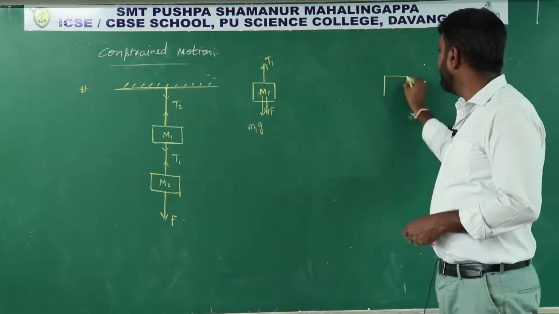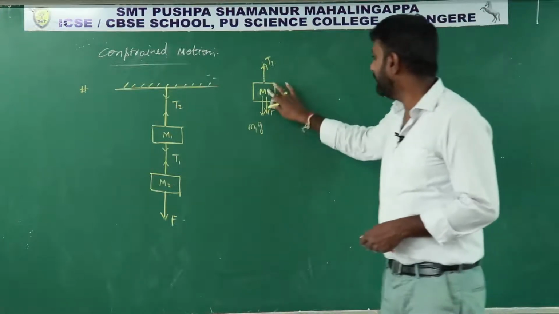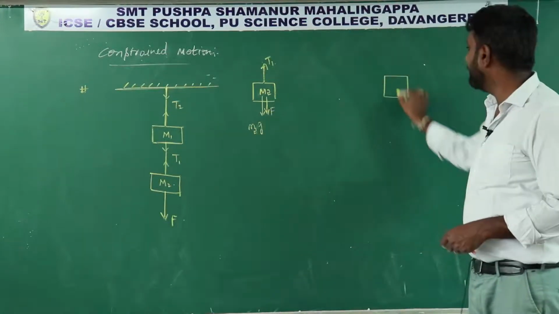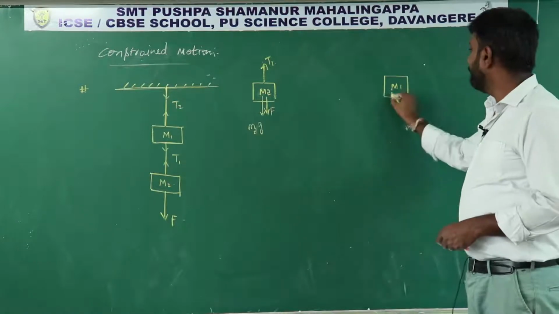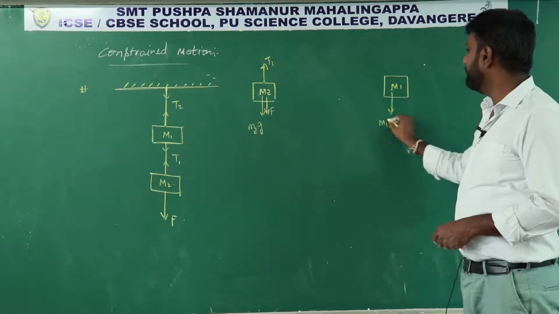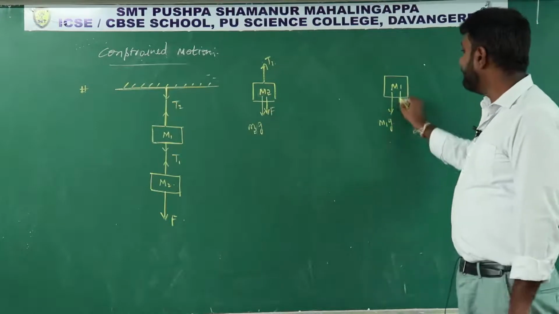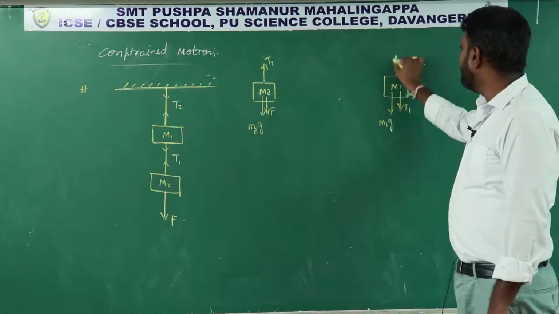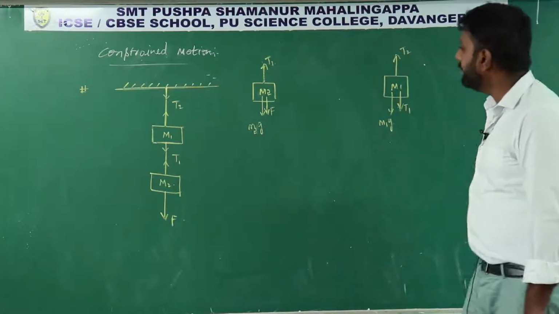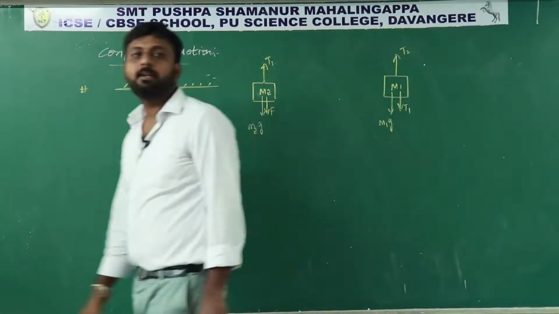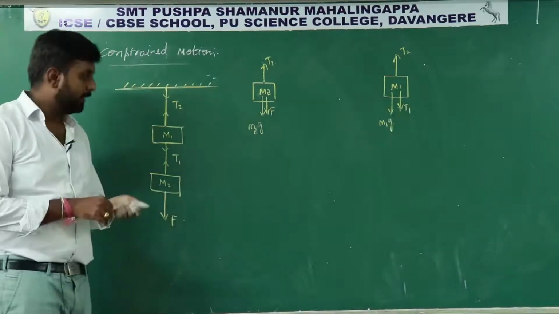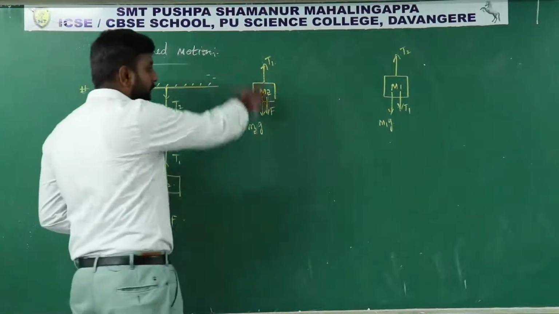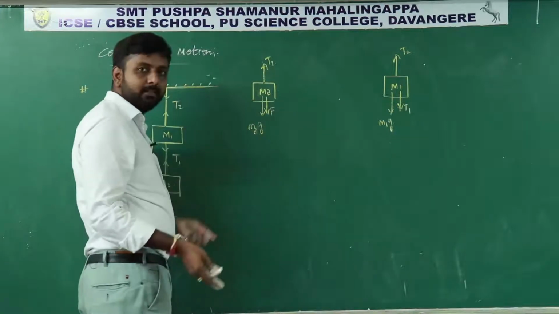Similarly, free body diagram for block, this is block m2, right? This is weight m2g. Similarly, the free body diagram for mass m1. m1 weight is acting downward, m1g, and tension force is also acting downward, T1. In upward direction, tension force, that is T2. Like this we have to identify the various forces acting on a body. And next step is writing the equations. So downward force, upward force, there is no acceleration.